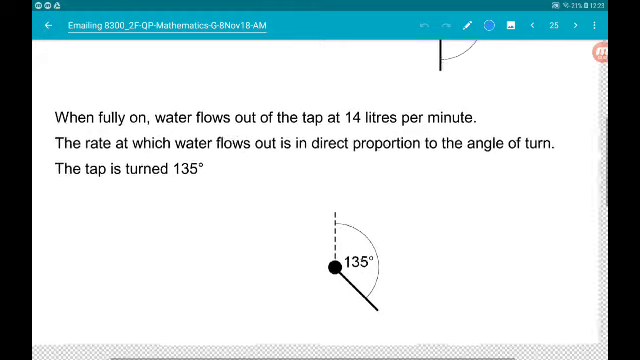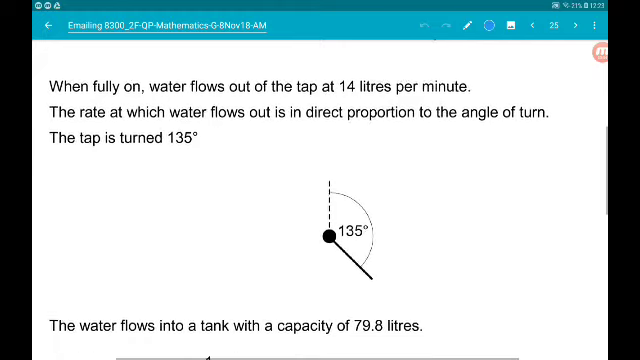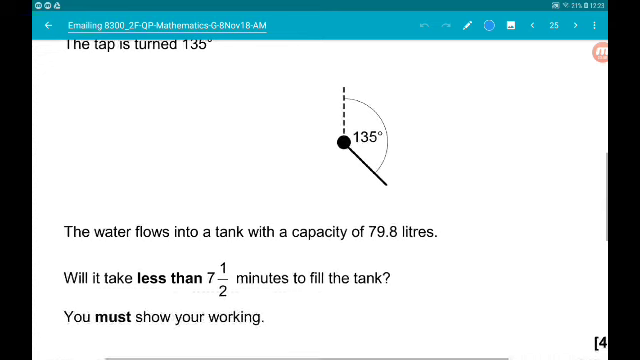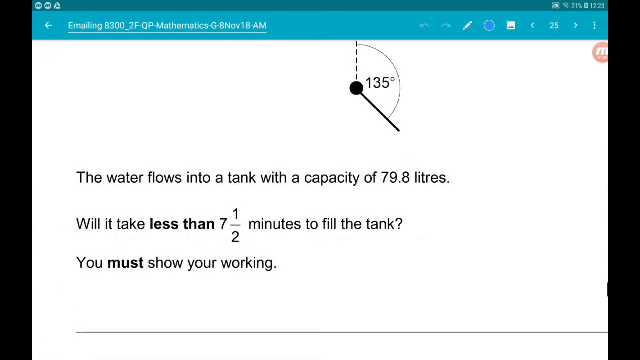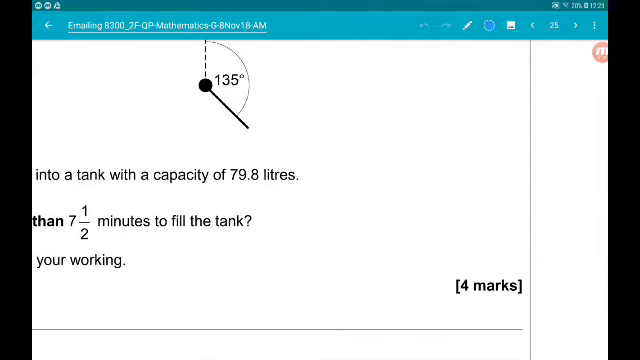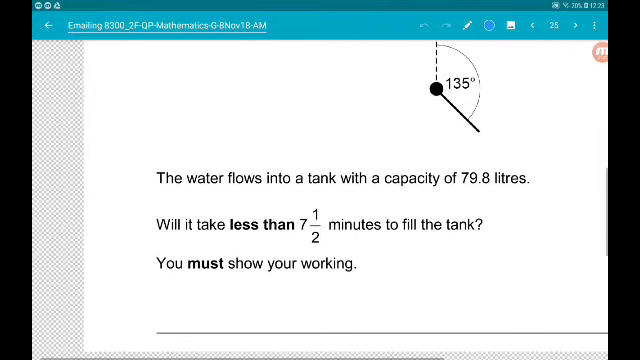The tap is turned 135 degrees. The water flows into a tank with a capacity of 79.8 litres. Will it take less than 7.5 minutes to fill the tank? You must show your working and it's 4 marks again.